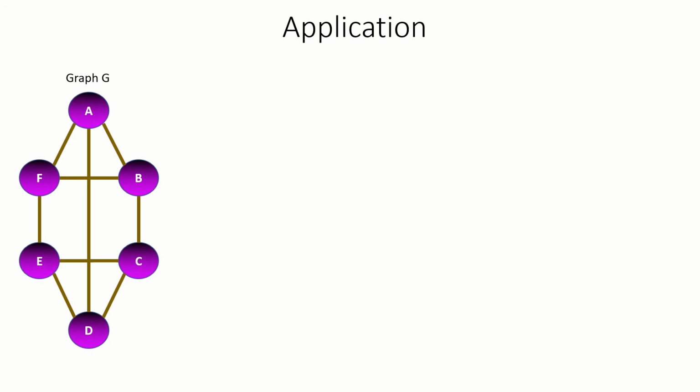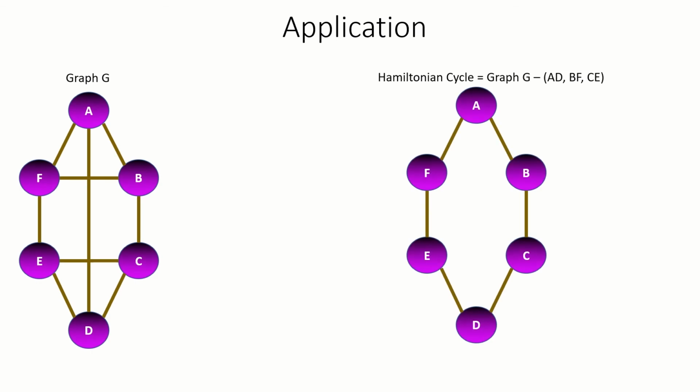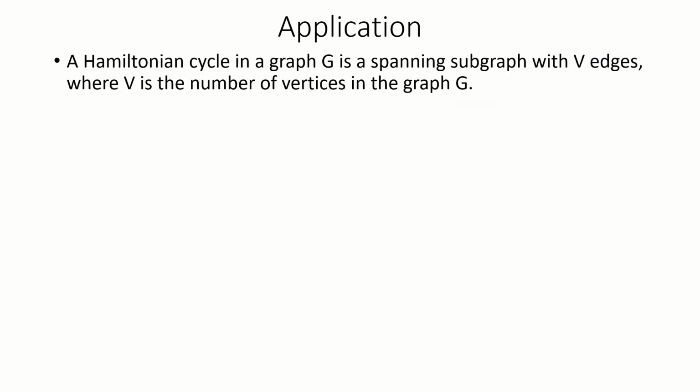Why is this theorem important? Well, for one, it lets us create a test for Hamiltonian cycles in graphs just by using the clique polynomial of the graph. Hamiltonian cycles can be thought of as spanning subgraphs with as many edges as there are vertices in the original graph. For example, a Hamiltonian cycle in a 6-vertex graph is a spanning subgraph with 6 edges. Generalizing, a Hamiltonian cycle in a V-vertex graph is a spanning subgraph with V edges.